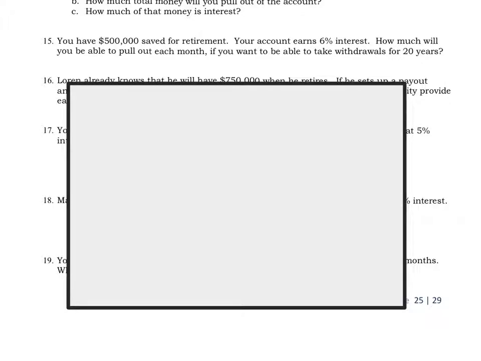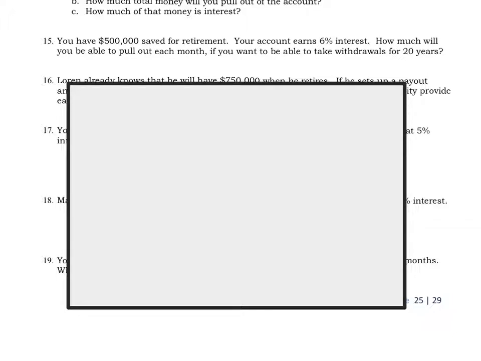Finance Practice Exercises number 15. You have $500,000 saved for retirement. Your account earns 6% interest. How much will you be able to pull out each month if you want to be able to take withdrawals for 20 years?